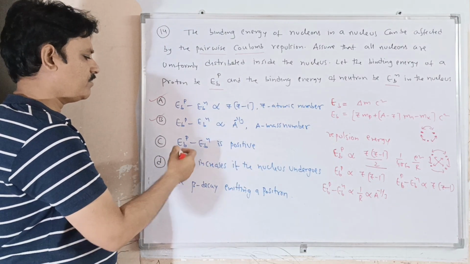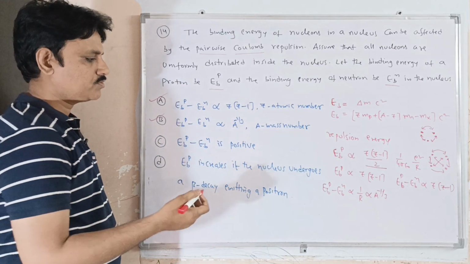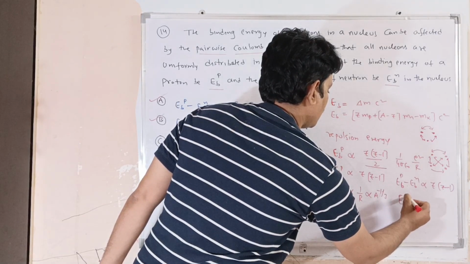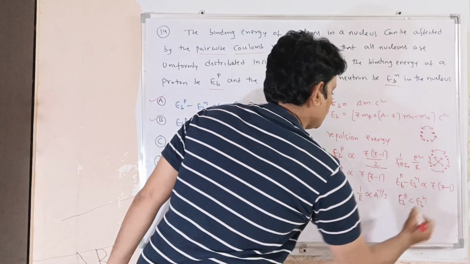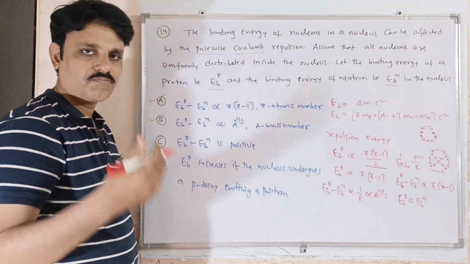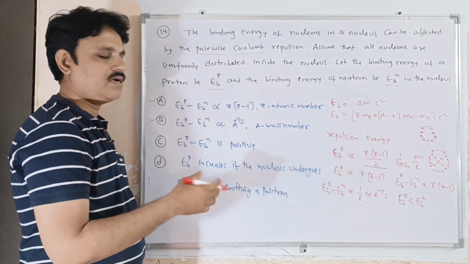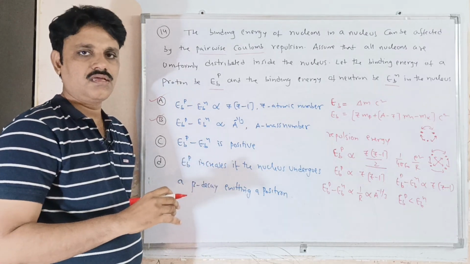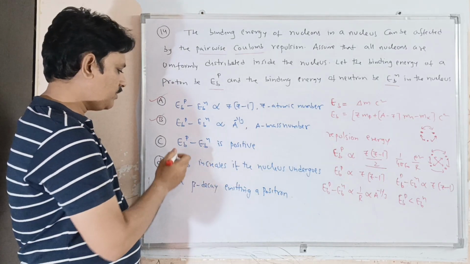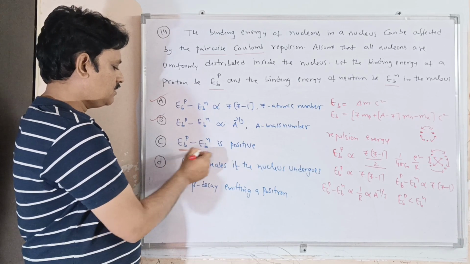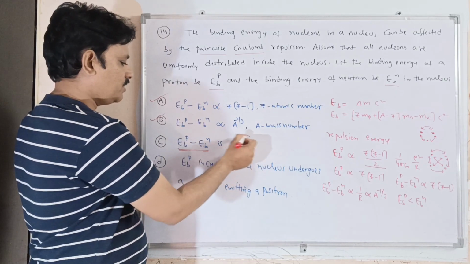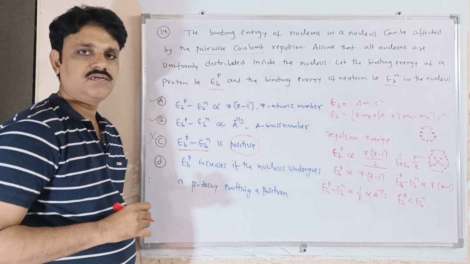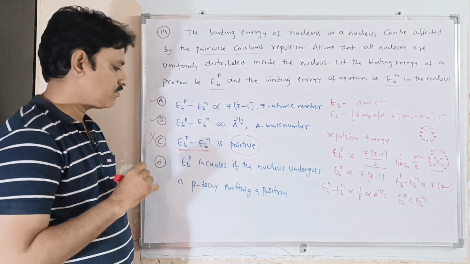And next, EBP minus EBN is positive. So students, here EBP is always less than EBN. Because of repulsion among the protons, the binding energy of protons is less as compared to the binding energy of neutrons. So EBP is less than EBN, so EBP minus EBN is actually negative, but here it is given as positive. So this point is wrong, so the third option is the wrong one.